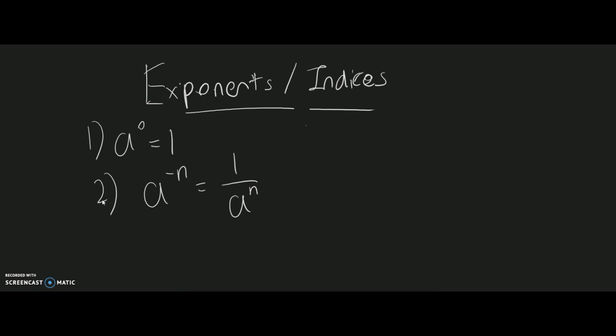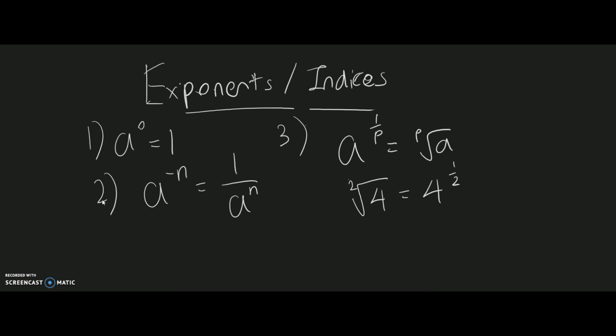Alternatively, 1 over a to the power of negative n is equal to a to the power of n, because we use the reciprocal of it. Law number 3, a to the power of 1 over p is equal to the pth root of a. The most common application of this is when it concerns square roots. For example, the square root of 4 is actually 4 to the power of 1 over 2. In a square root, there's an invisible 2 there.